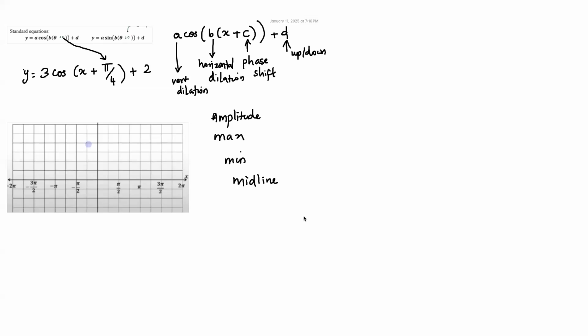The amplitude is 3. The max is 5. Why? Because the midline moved from 0 to 2, so from the midline to the max you have to add the amplitude, right?